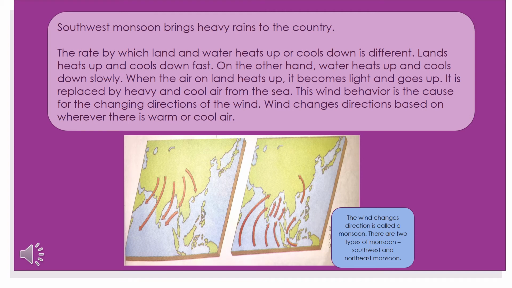The rate by which land and water heats up or cools down is different. Land heats up and cools down fast. On the other hand, water heats up and cools down slowly. When the air on land heats up, it becomes light and goes up. It is replaced by heavy and cool air from the sea. This wind behavior is the cause for the changing directions of the wind. Wind changes directions based on wherever there is warm or cool air. The wind that changes direction is called a monsoon. There are two types of monsoon, southwest and northeast monsoon.